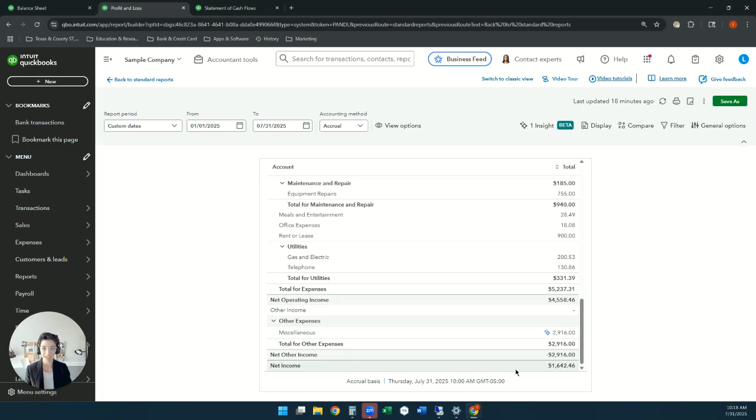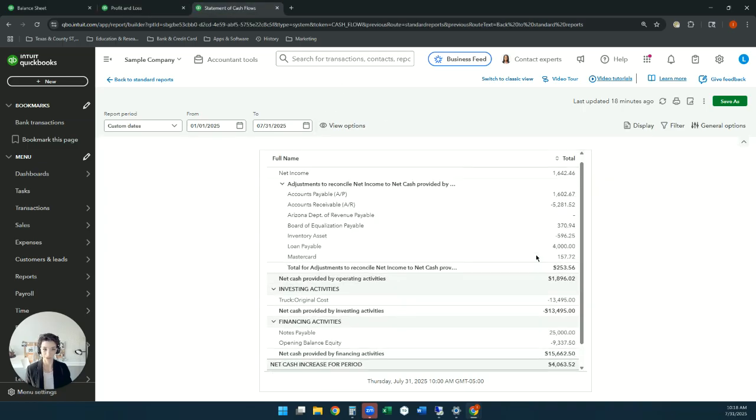However, a lot of business owners see this net income at the bottom of their profit and loss, but they don't see the cash in their bank accounts. So, what's the deal with that? Well, that's where our third report, the cash flow, comes in.